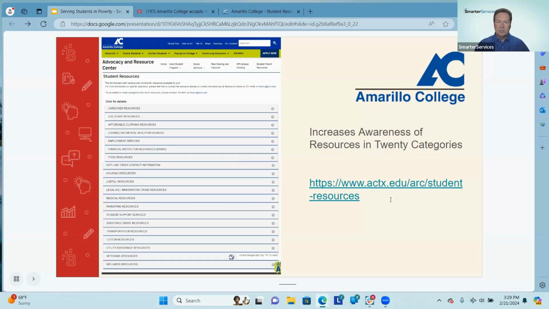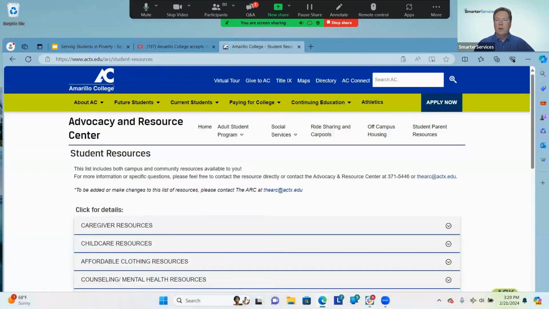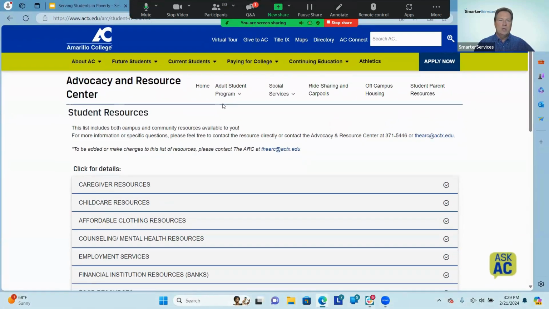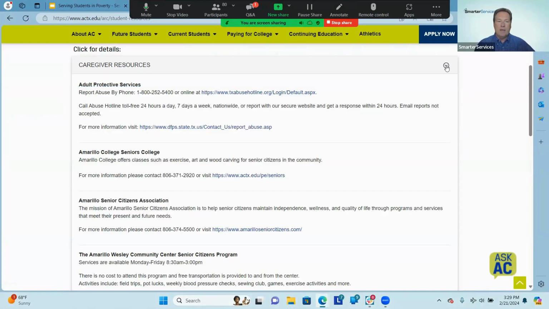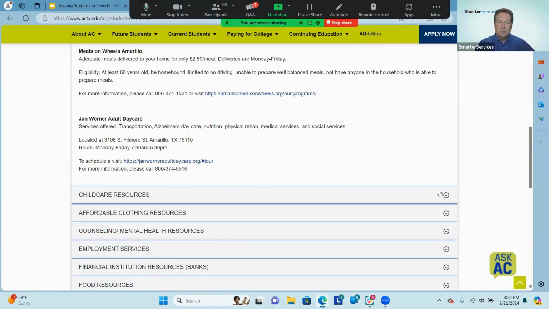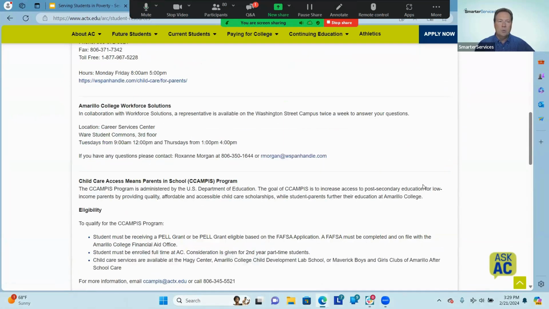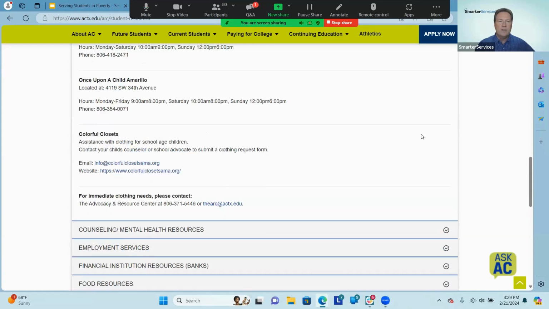So they're at that link that you'll see, and we'll send out this slide deck so you'll see this link. But I want to take you to a page that's on their website. Let's see if I can move it down a little bit. There we go. I want you to see this page from the Advocacy and Resource Center. For all these categories, there's a drop-down menu, and there are lots of different resources, childcare resources, available in their community, right? Affordable clothing resources. There they are.